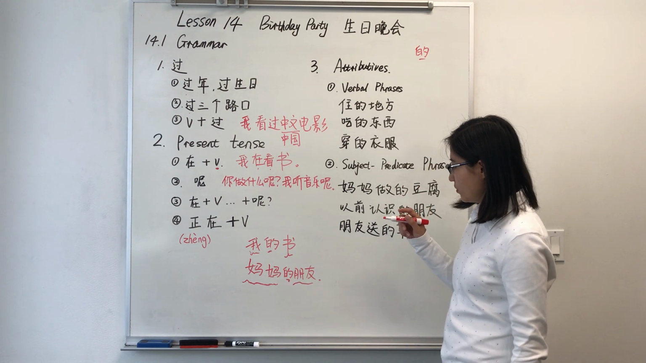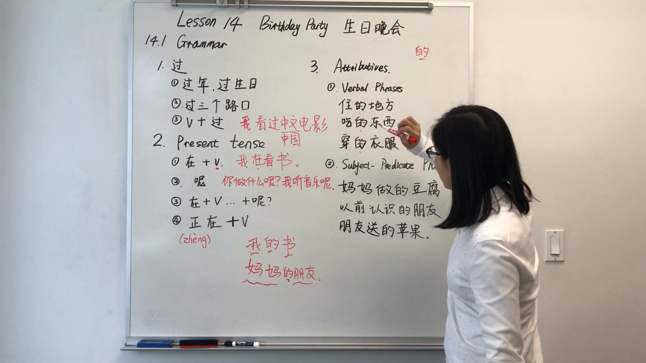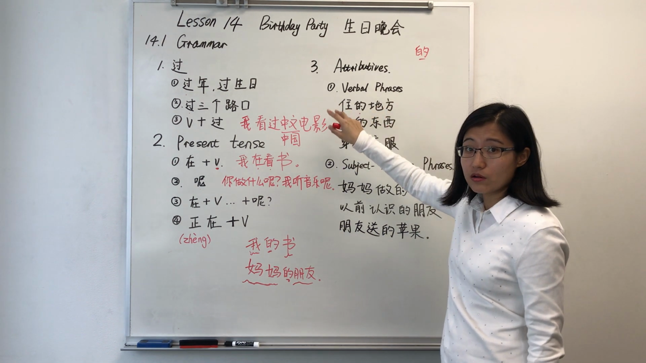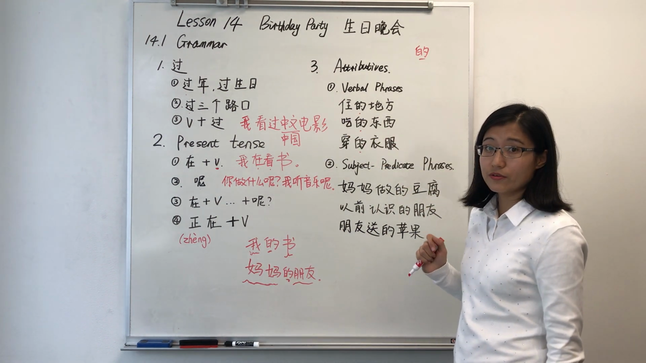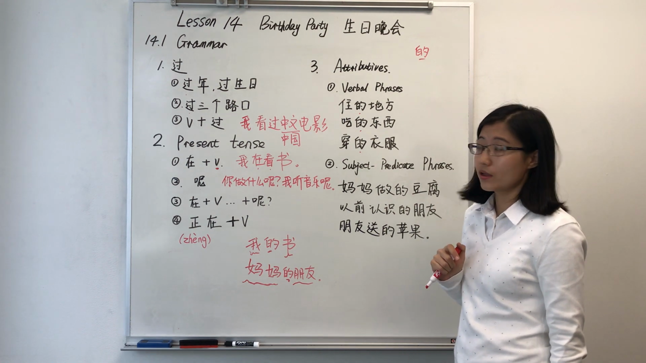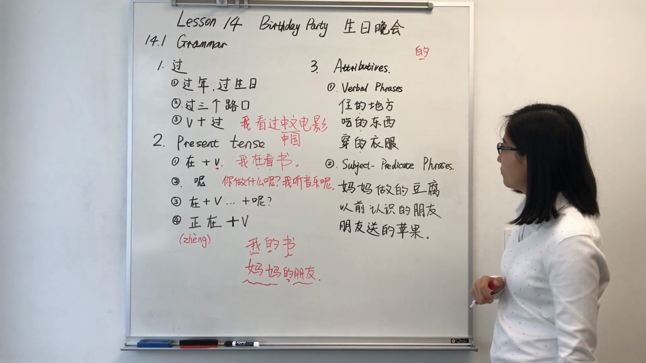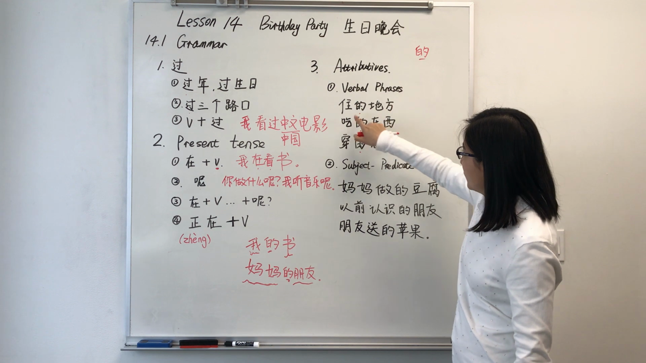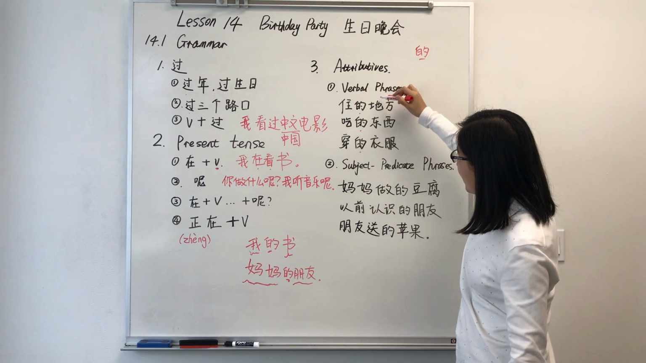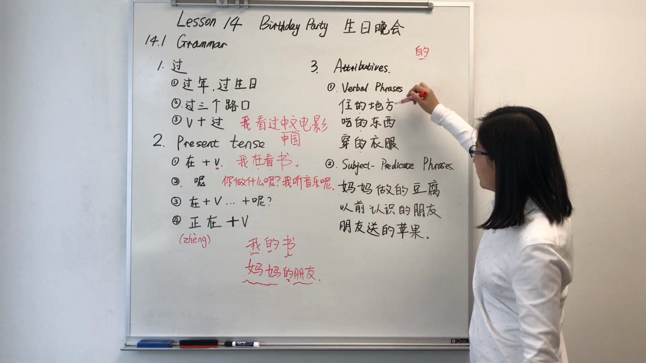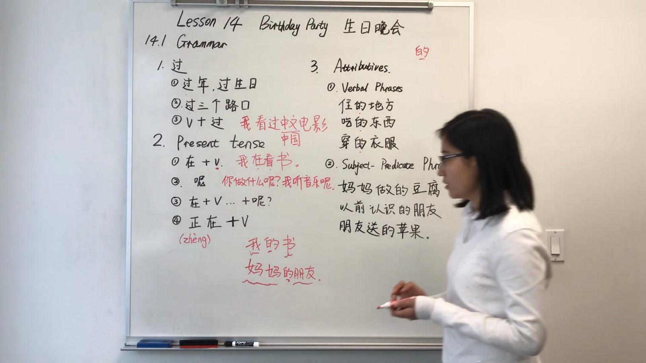So, if you see a 的 with a verb or something else that is not a noun, that doesn't mean it's a possessive character, so it has another meaning, that's the attributives. So for example, the first one is the verbal phrases. You have a verb in front of the 的 and then the noun at the end of the 的. What's the meaning of this?